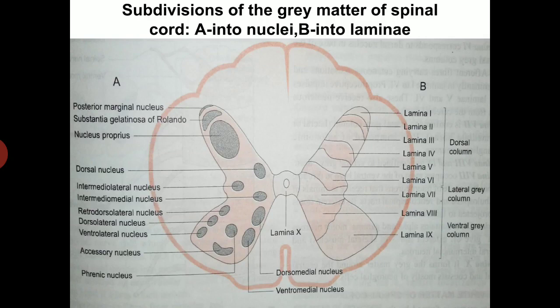Now, the subdivision of gray matter of the spinal cord into nuclei and into laminae. There are various nuclei present in the gray matter, like the posterior marginal nucleus, substantia gelatinosa of Rolando, nucleus proprius, then the dorsal nucleus, intermediolateral and intermediomedial nucleus, then dorsomedial nucleus, ventromedial nucleus, accessory and phrenic nuclei, ventrolateral, dorsolateral and retrodorsolateral nuclei. So there are various groups of nuclei present in the gray matter.